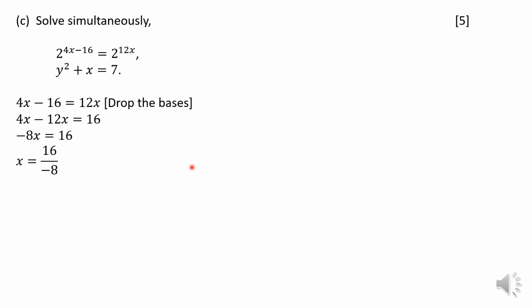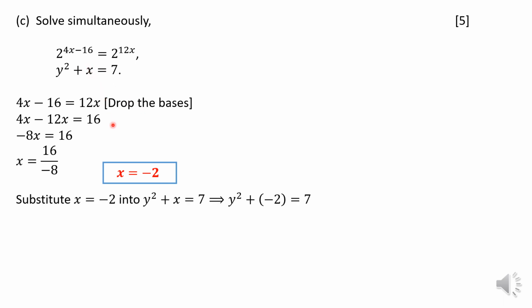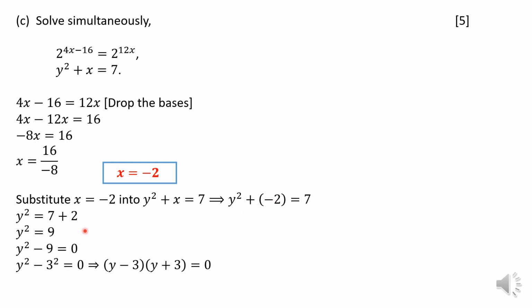After dropping the bases, you end up with 2 equations. Well, the first one is for you to find the value of x. Once you determine x is equal to negative 2, then you take this value and you substitute it into the second equation for x, and that's going to allow you to get the 2 solutions.